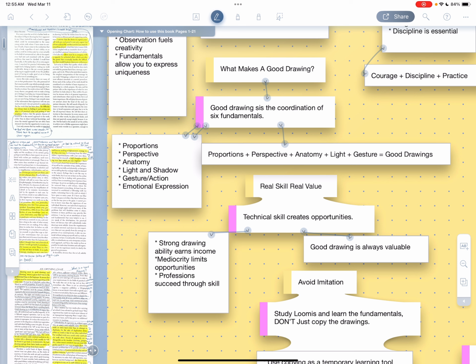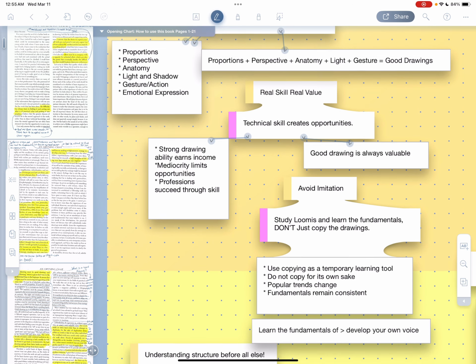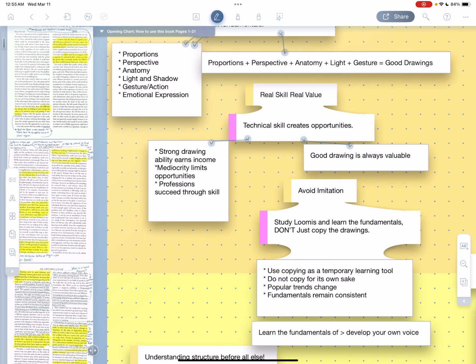What is the character doing? What is this object feeling? Or emotion and expression. Then down here is the last note. I put proportions, perspective, anatomy, light, gesture equals good drawings. I plan to come back to this later, once I start actually drawing, and use this as my checklist to try to figure out why my drawings aren't working when they don't work.